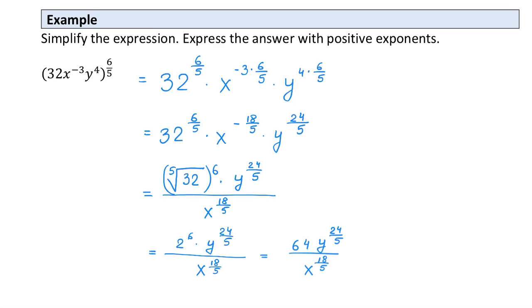So as you see in this problem, we evaluated the expression that had numbers only, and we made sure that x and y have positive exponents only.